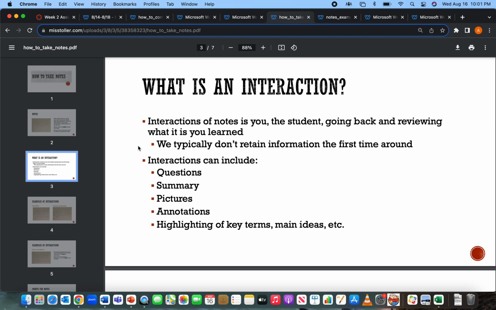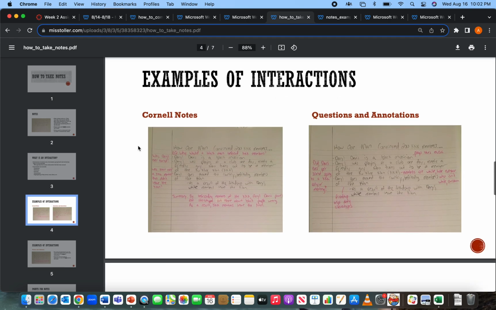If those don't work for you, don't do them. If you're like, I really like to highlight key terms and I like to annotate, then do that. If you love Cornell Notes because they were drilled into you since the third grade and that's how you want to take notes, feel free. It's totally and completely up to you.